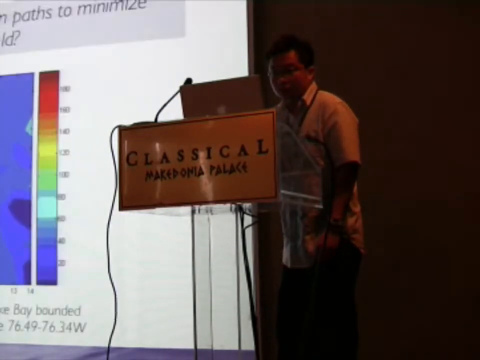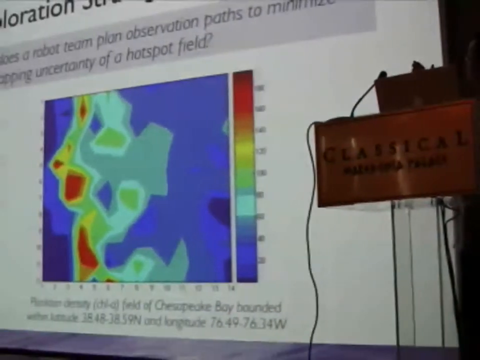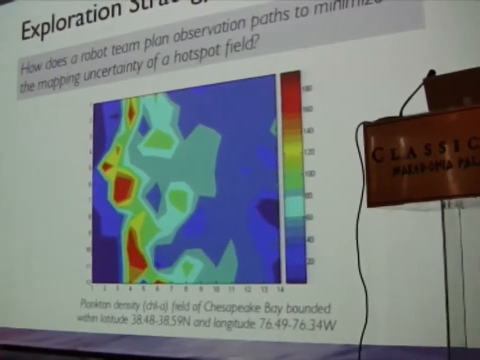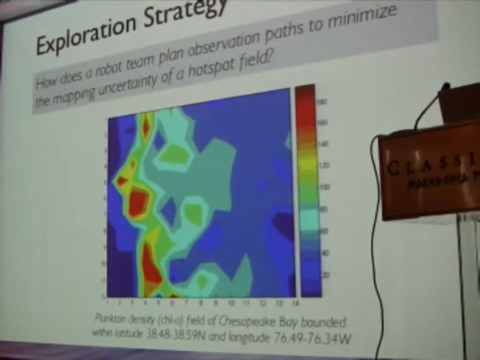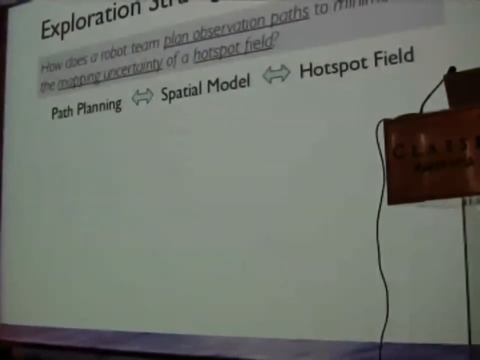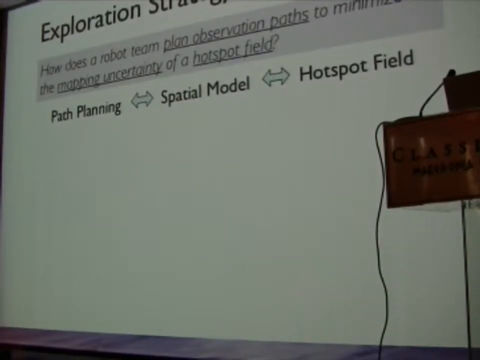So now, with respect to this map, I want to investigate this question: how does a robot team plan observation paths to minimize the uncertainty of mapping this hotspot field? There are 3 important issues in this question. First is the path planning. The second thing is the mapping uncertainty, which we want to capture using a spatial model. And the third thing is, of course, the hotspot field.